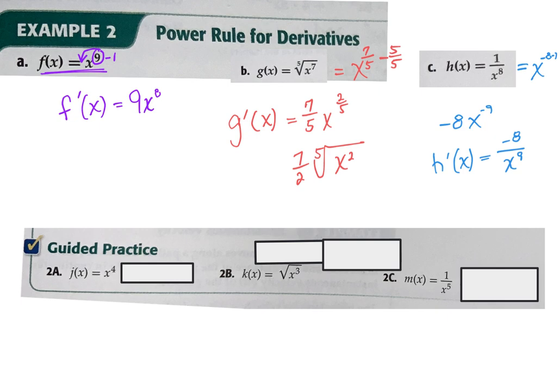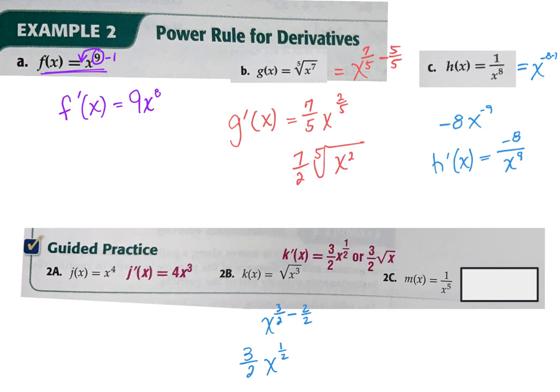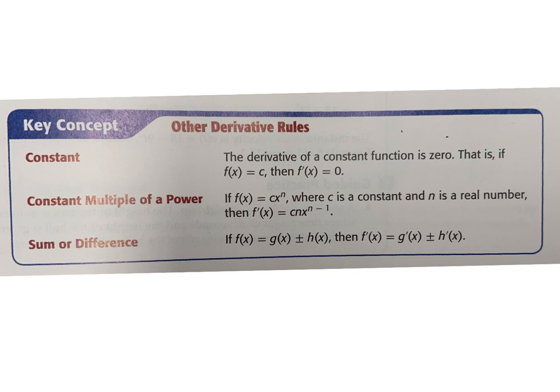All right, so this guy's easy. It's just going to be 4x cubed, right? This one you rewrite. So we have x to the 3 halves. All right, so I'm going to pull the 3 halves in front and subtract 1, which is 2 halves. X to the 1 half. All right, so that's what that looks like. This guy, you would rewrite with a negative 5. Pull it in front and subtract 1. All right, so it would look like this. Negative 5 over x to the 6th.